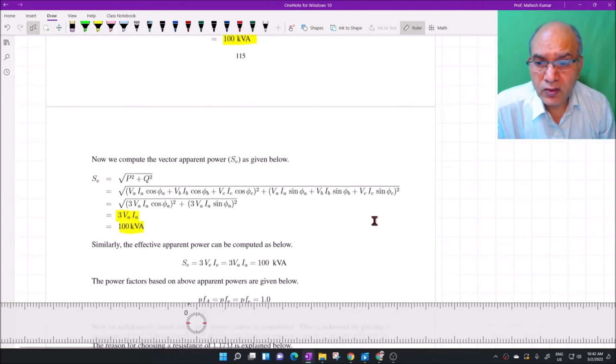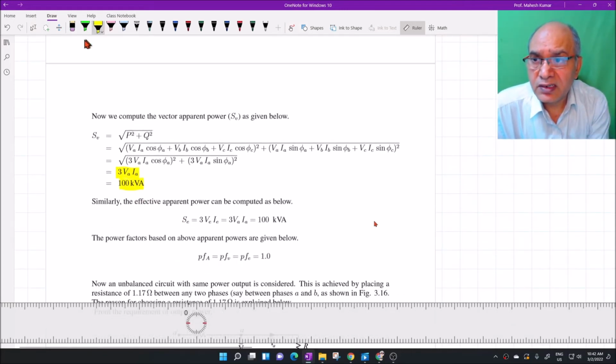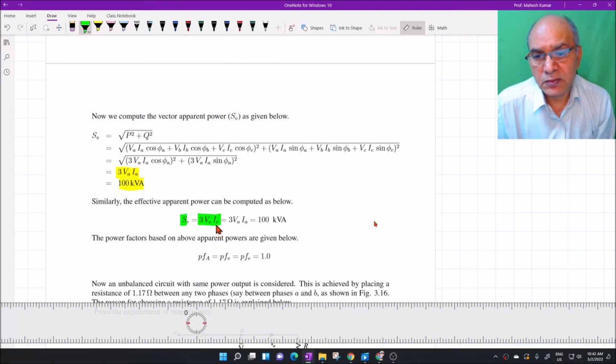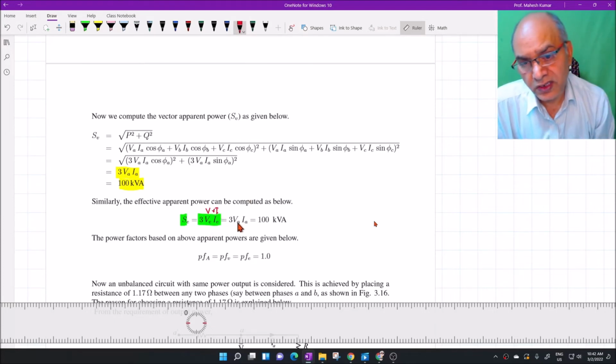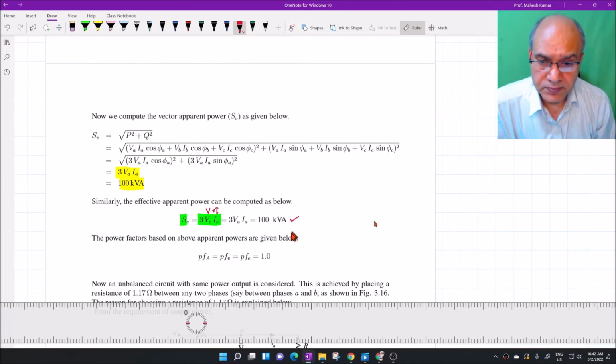And then you find out the effective apparent power. Since it is balanced, it is 3 into VE into IE. VE is same as V, and IE is same as I, and therefore it is 3 into VA into IA. This is also 100 kVA.